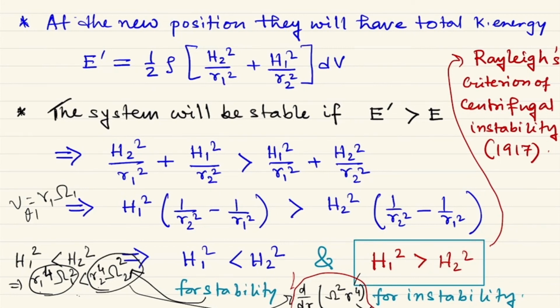Rayleigh, in the year 1917, derived this for the first time. So you see that in this lecture, with a very simplistic analysis, for very simple cases (axisymmetric, only azimuthal flow, steady condition, incompressibility), we concluded that not every differential rotation is self-sustained. If Rayleigh's stability criterion is satisfied, then once a differential rotation is established in a system, it will be there and will not decay.